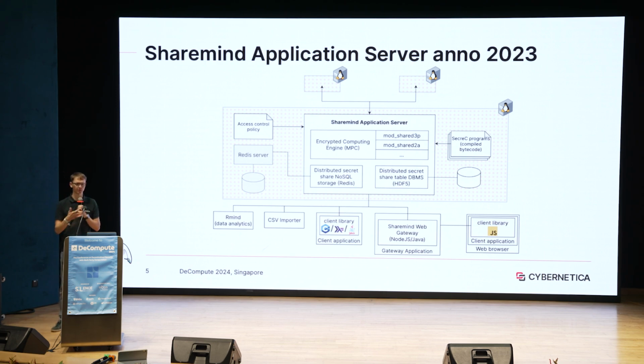And ShareMind Application Server supports many of those. You can swap them out. So this Shared3P here is exactly what I told: additive secret sharing, three party, passive security. This is the most advanced one for us. We are also working on actively secure protocol suites. So yeah, this is interchangeable.